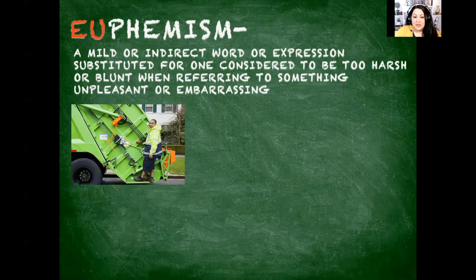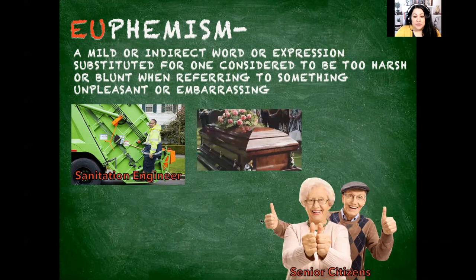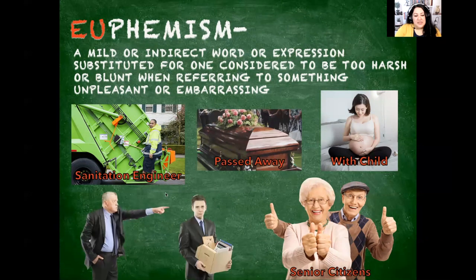Some people might call this a garbage man, but a euphemism for garbage man might be a sanitation engineer. It's a nicer way to say something that may come off a little harsh or might have a negative connotation. Some people might call these old people, but a more polite euphemism would be senior citizens. Some people might say they died, which is fine, but a gentler way to say that is they passed away. Some people might say she got knocked up, what people would say if they're spilling the tea, but a more appropriate thing to say might be she's with child. And a lot of people would say this guy is getting fired, but if you're being polite, use the euphemism being let go. All right, that's euphemism.